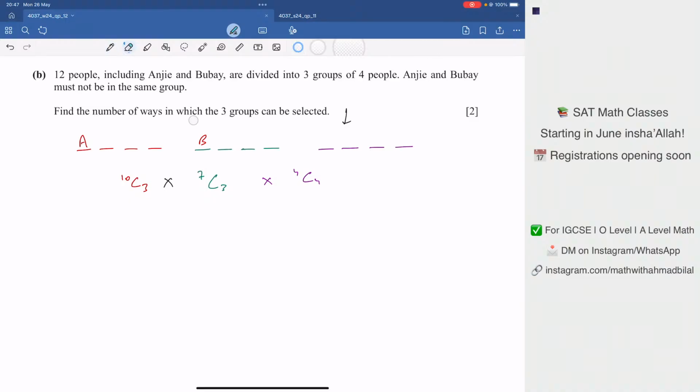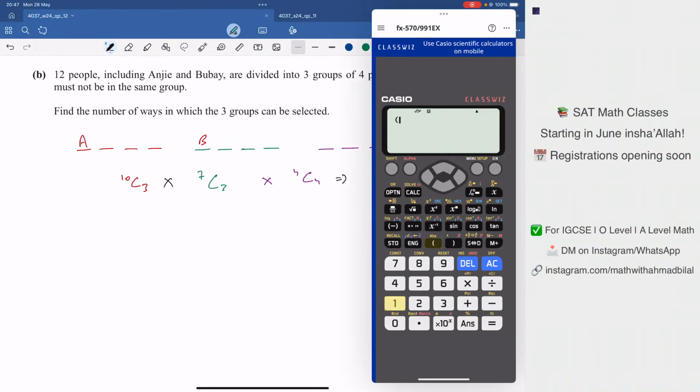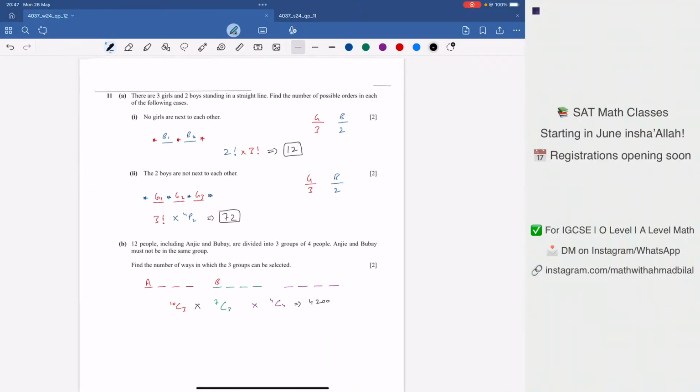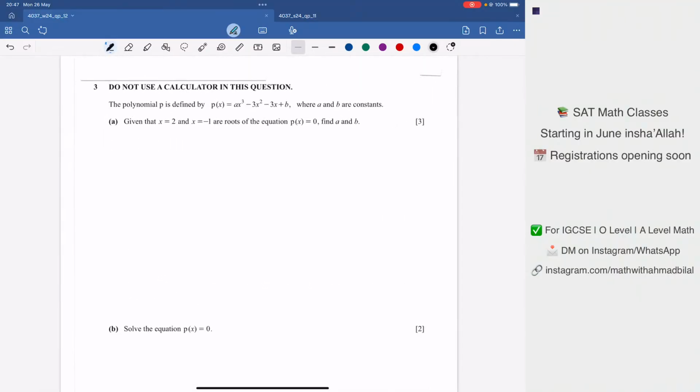We just evaluate it as it is and see what that gives us. 10C3 times 7C3. 4C4 is just 1, so we can just ignore that as well. And that's giving me 4200. That's the result that we get from this. Okay, that's a fine answer. I hope that makes sense. Let's move on to the next one.